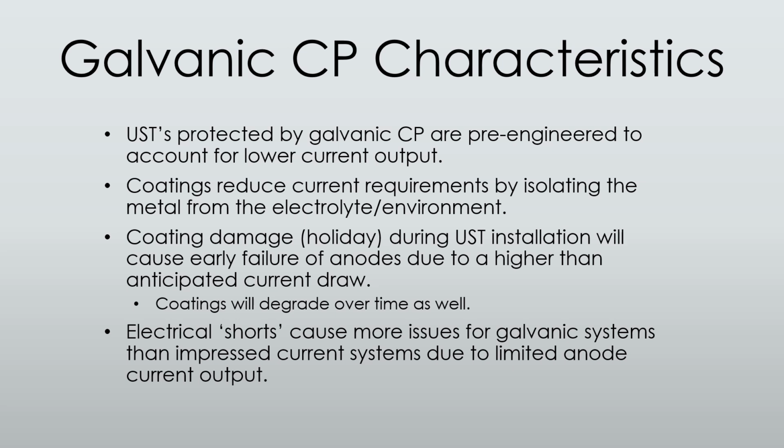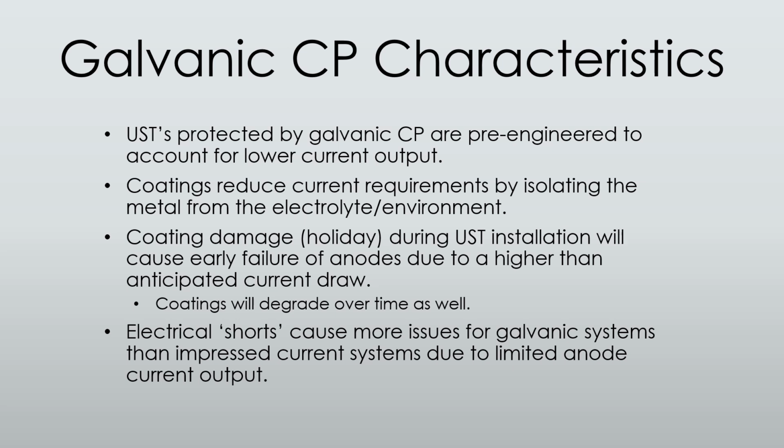Coatings reduce the current requirement by isolating the metal from the electrolyte. Coating damage during UST installation will cause early failure of the anodes due to a higher than anticipated current draw. Coatings that are non-fiberglass will also degrade over time and will require more current as they age.